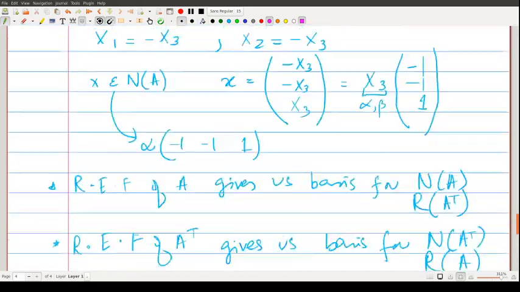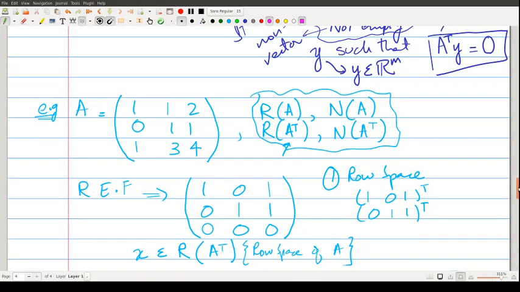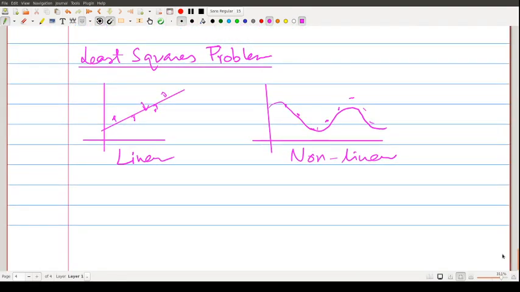That problem has a pretty nice solution based on these orthogonal complements, and we will go through that in the next video on Wednesday. Okay, all right.